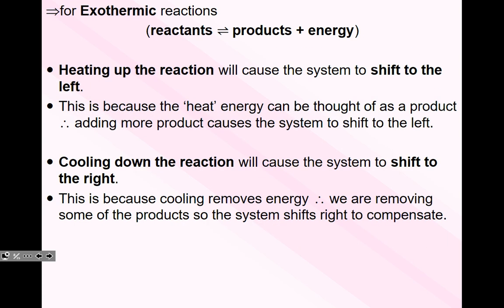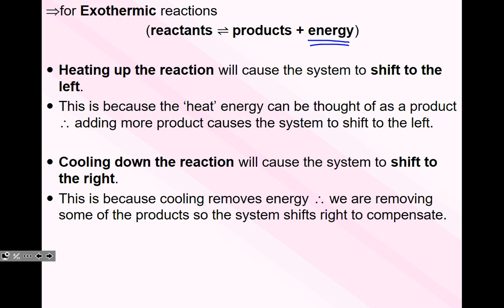So for exothermic reactions, the energy is a product because it's shown on the product side, so it's actually like an entity. Heating up the reaction will cause the system to shift to the left. This is because the heat energy can be thought of as a product, therefore adding more product causes the system to shift to the left, or to shift to the reactants. Cooling down the reaction will cause the system to shift to the right because I'm removing a product, right? Because heat is considered a product.